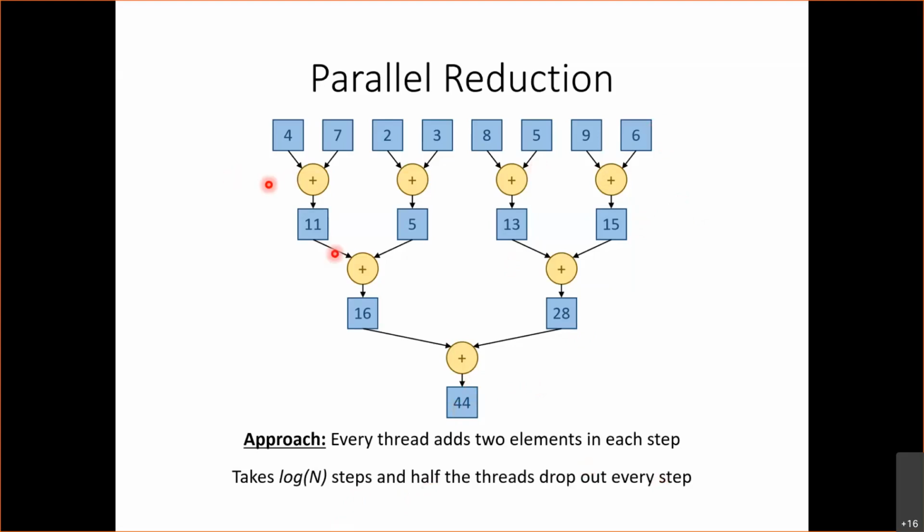The next step, I'm going to have n over 4 threads. The next step, I'm going to have n over 8 threads, etc. So half the threads are going to drop out every step. And again, this pattern is called a reduction tree.